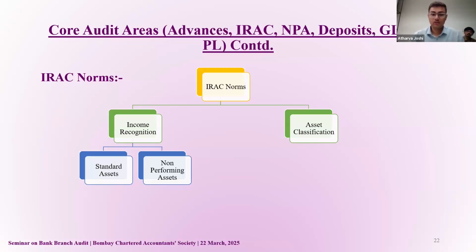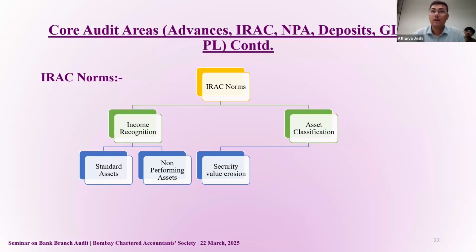Starting with the first, security value erosions. Accounts where there is an erosion in the value of security or frauds have been committed by the borrowers. In respect of those accounts, it is not prudent that such accounts should go through various stages of asset classification from substandard to DB1, DB2, and then be classified as loss.